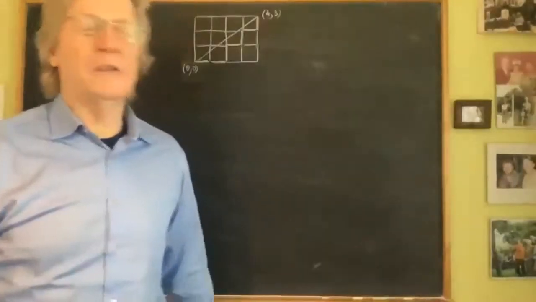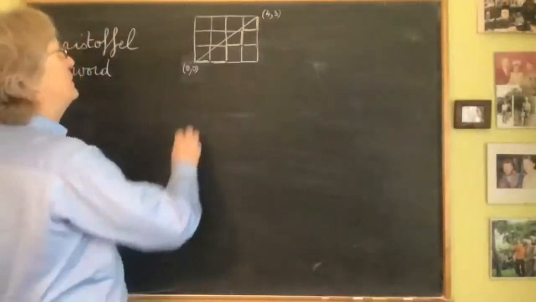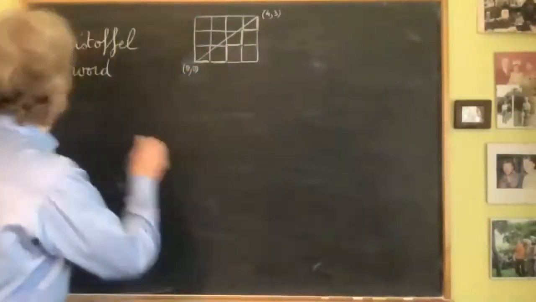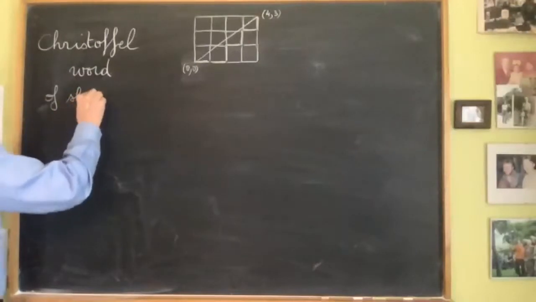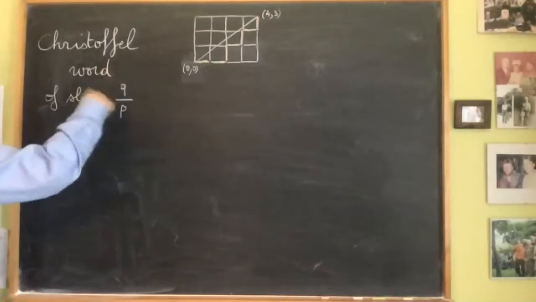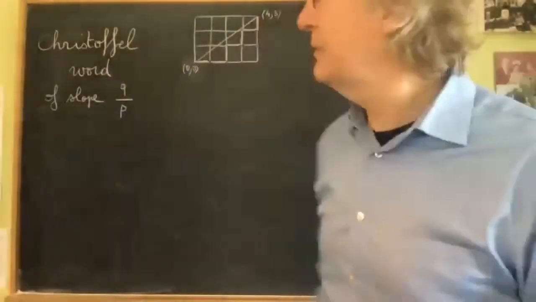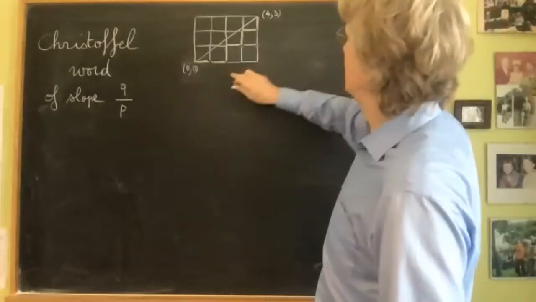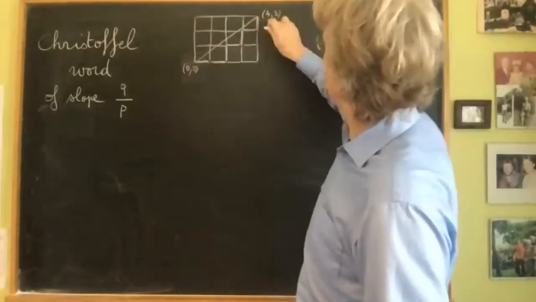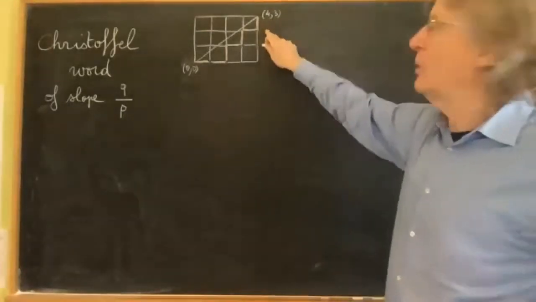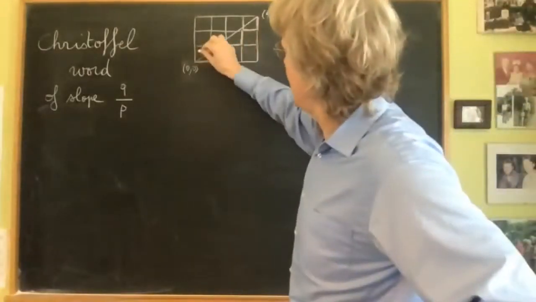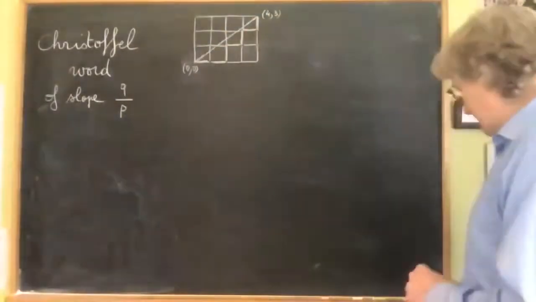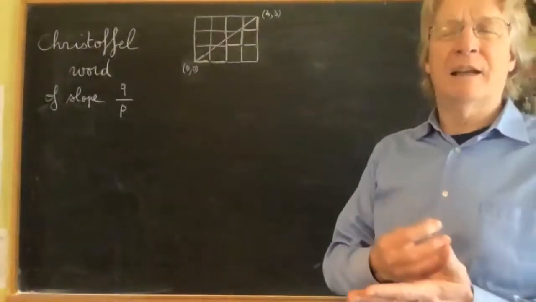Christoffel word, I suppose many of you know what it is. You first choose two integers which are relatively prime, and the Christoffel word has slope q over p. Q and p are relatively prime positive integers. Here I have chosen 4 and 3. You draw the point of coordinates 4, 3, and then the diagonal in this rectangle from 0, 0, and then you discretize it from below by using only horizontal and vertical steps.